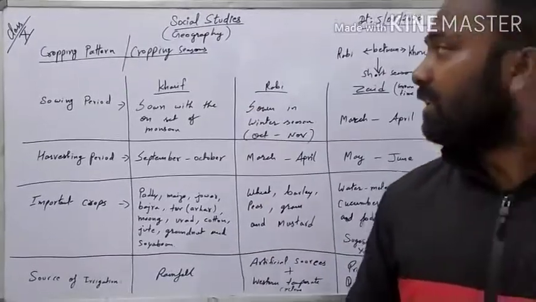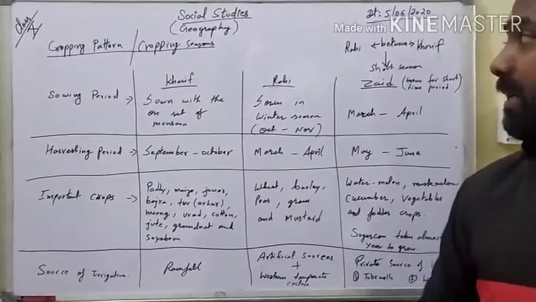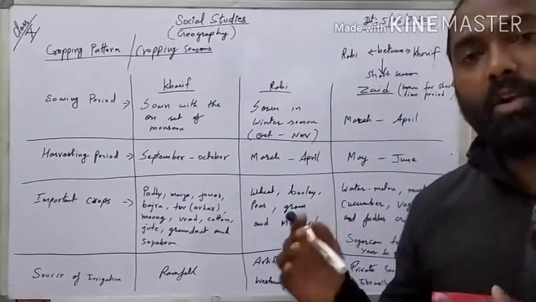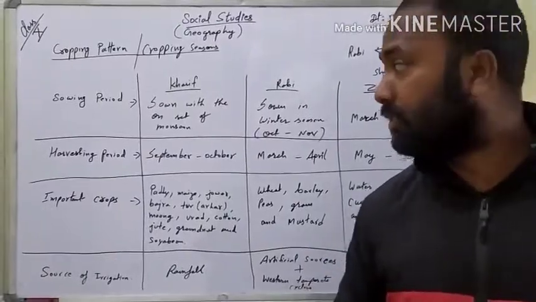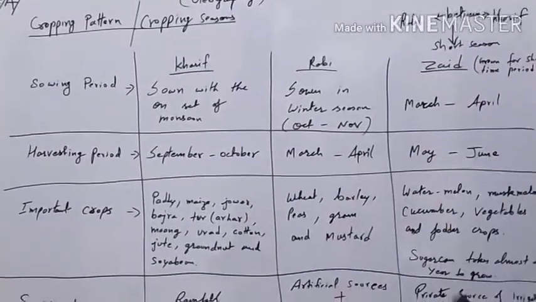We are going to discuss the cropping pattern of India. Cropping pattern of India means the cropping season. We can understand cropping pattern as a cropping season. It will be easy for us to understand this. Now there are three different kinds of cropping season in India.